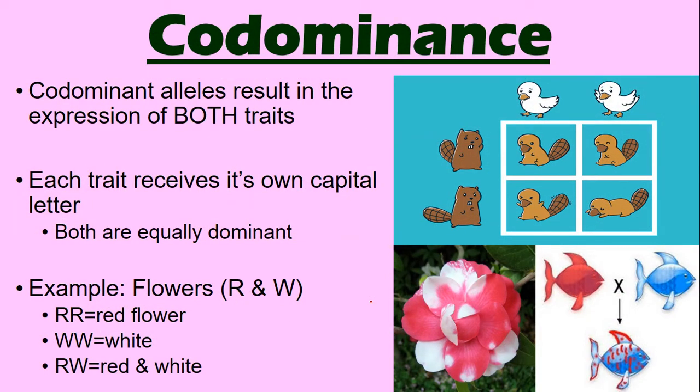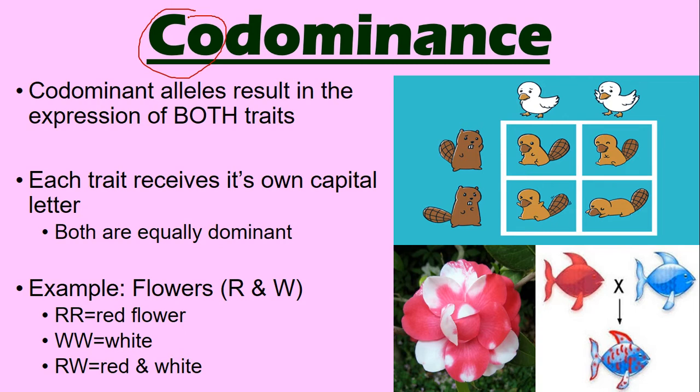So codominance. What codominance means, if you just think of the word with the prefix co, like think of co-president or co-chair, it's when things are shared. So you're going to share dominance here. So in codominance, codominant alleles result in the expression of both traits.